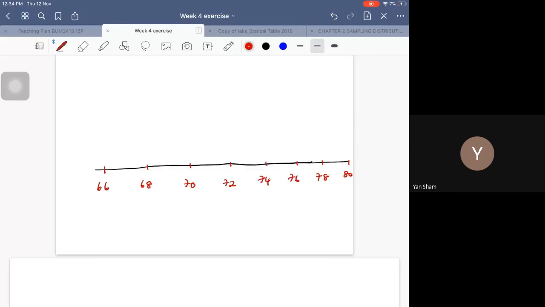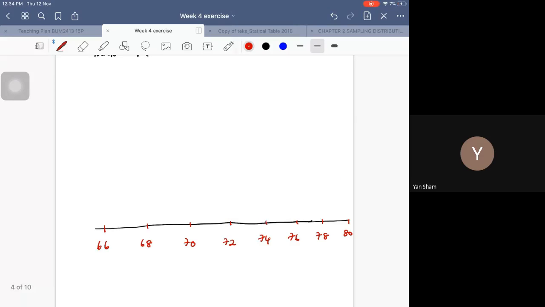Okay, my skill is not very good right now. But when you do it, please use your ruler and make sure that the gap between each of these is the same. The reason is that if it's not the same, then whatever shape you get out of what you sketch is not going to be exact. It's not going to be a good representation.